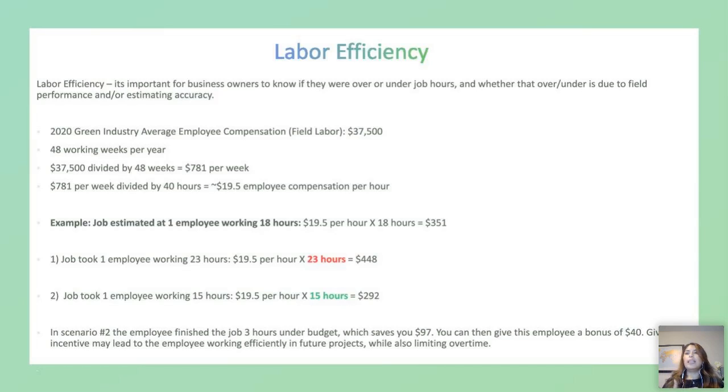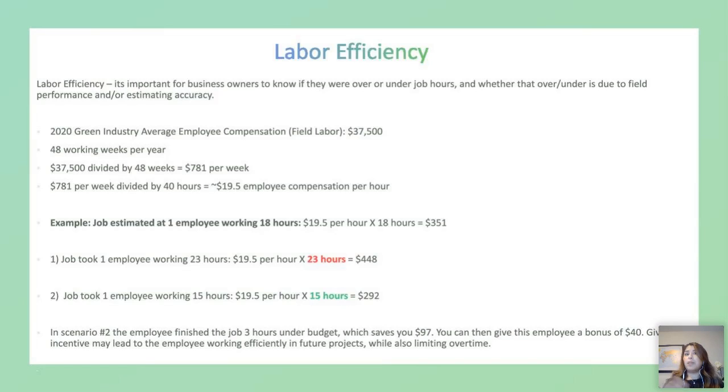And so let's say that we had estimated a job where one employee would be working 18 hours. Again, we're working with very simple numbers here, but this methodology could work for your crews and so on. So one employee working for 18 hours would give you $351. That's what you already have estimated in your job for labor costs.